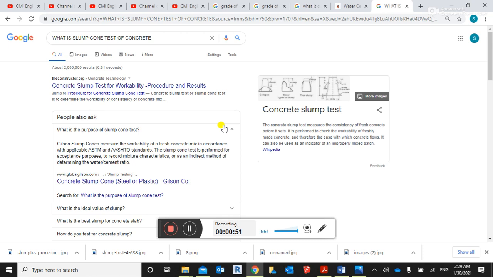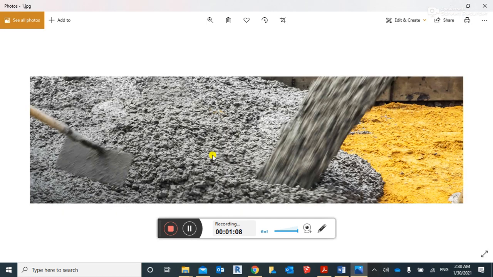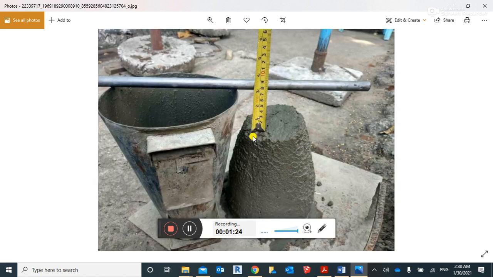Guys, the slump cone test is a measure of the workability, consistency, freshness, and flowability of concrete. We call it the concrete slump cone test. This is concrete which is workable, it can flow easily. The freshness of concrete, we call it a slump test.